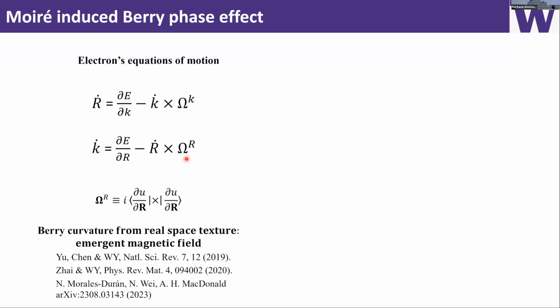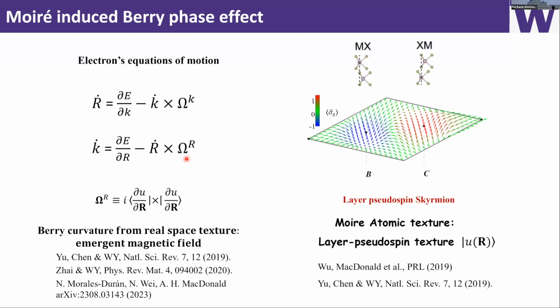So in most crystals, right, it's a homogeneous crystal, then this Berry curvature in the real space actually vanishes. However, in the Moiré superlattice structure, right, this Berry curvature actually doesn't vanish. We can easily see from this layer pseudo-spin picture, right? We're starting from this point B, which is M on top of X, and you go to the sublattice C, where you have an X atom on top of metal.